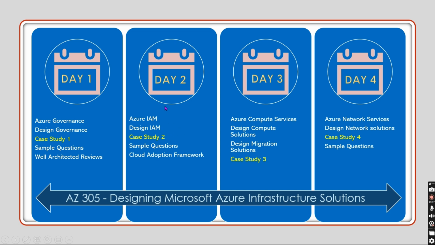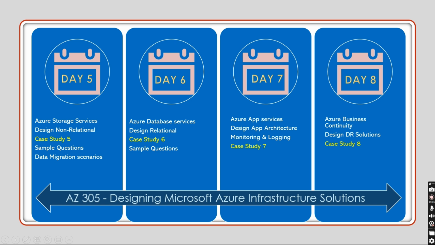And day two will focus more on identity and access management. Day three will be on compute migration. Day four will be on network. Day 5 will be on storage and non-relational storage related services and migration on the data side. Database on day 6. Day 7 will be app and serverless, monitoring and logging. Day 8 will be business continuity, DR, and backup, and so on.